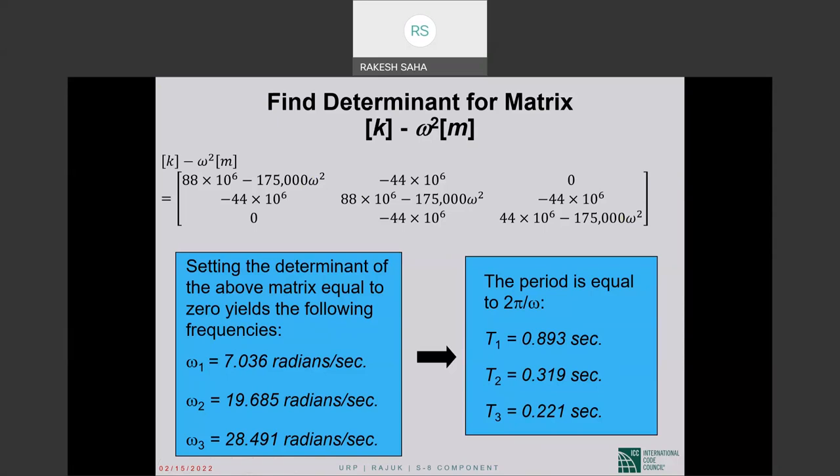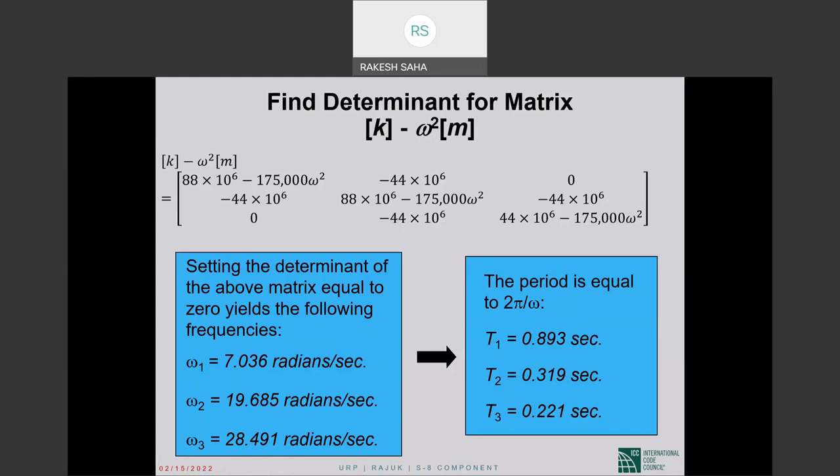So if we set the determinant of this k minus omega squared m matrix equal to 0, we can solve for 3 values of omega, which we did, and the omega values came out as shown here. And since period is 2 pi over omega, the modal periods came out to 893 seconds for the first mode, 319 seconds for the second mode, 221 seconds for the third mode.